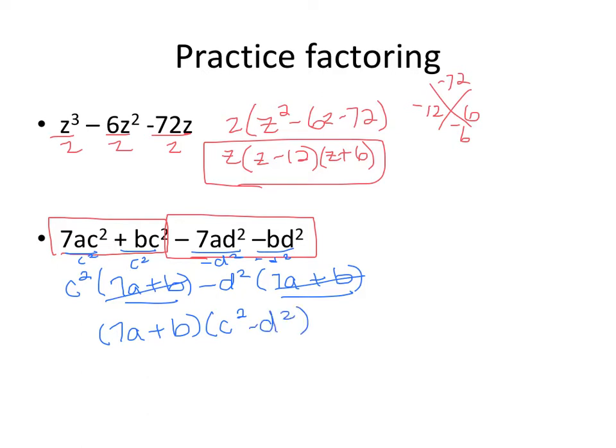We have to check one more time. 7a plus b does not factor. However, this one is the difference of 2 squares. So luckily, yay for us, it does factor. So we have 7a plus b, then the square root of the first, the square root of the second. One gets a plus, one gets a minus.